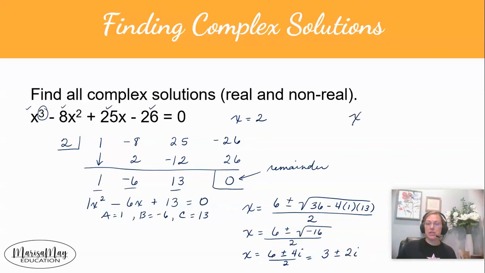So my solutions, the real one is 2. The non-real would be 3 plus 2i, and the other would be 3 minus 2i. So we've got our 3 solutions. We knew that because of the highest exponent of 3, and we have 1 that's real, and we have 2 that are not real.